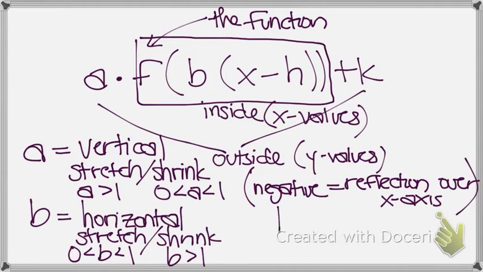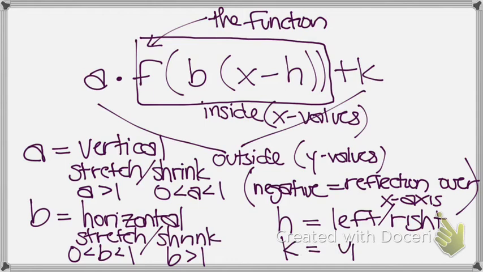H and K are very simple. H is your left-right shift. K is your up-down shift. Now remember, H is also going to be the opposite of what it looks like. So for it to look like it's going left, what are you going to see in there? A plus. For it to go right, it's going to look like minus. Where K is up is plus and down is minus.